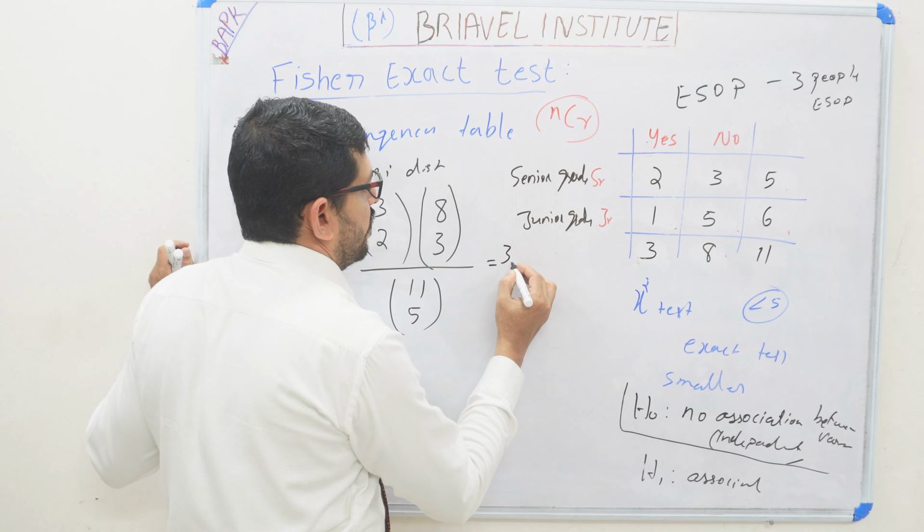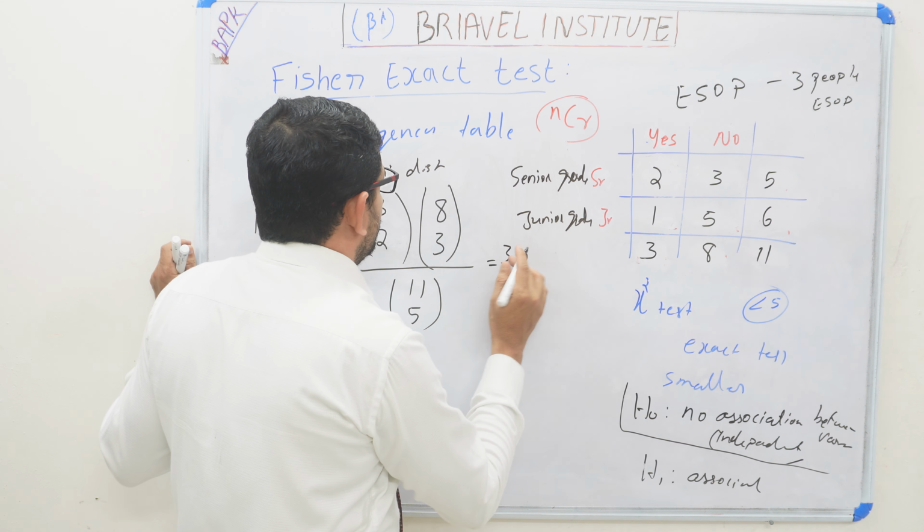So 3C2, and this value will be 3 only. We will get 3, and 8C3 divided by 11C5. So if we multiply, we will get the value of 0.3637. So this is the probability value, 0.3637.